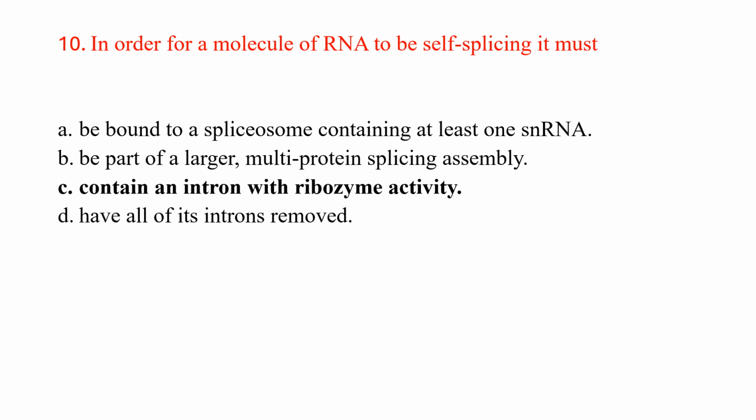So in the absence of other types of protein or RNA factors for splicing, as long as we have an intron that has ribozyme activity, then that particular molecule of RNA can be known to be self-splicing. The other statements listed here do not apply: it does not have to be bound to the spliceosome because the spliceosome would be absent in this case. It's not needed to be self-splicing. Be part of a larger multi-protein splicing assembly? Again, self-splicing is done in the absence of these types of assemblies. And of course, if all the introns have been removed, letter D, then there's simply no intron that can actually perform the ribozyme activity. So we're left with letter C as the correct answer.